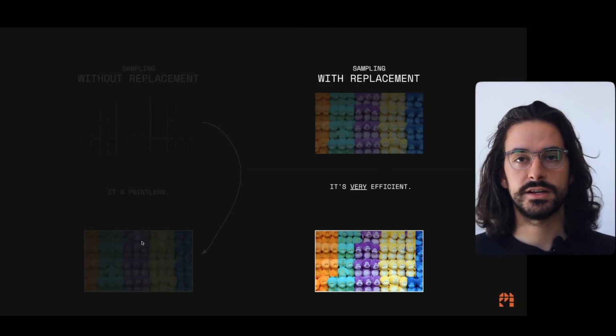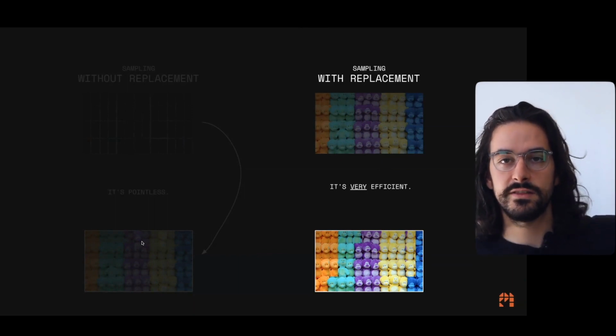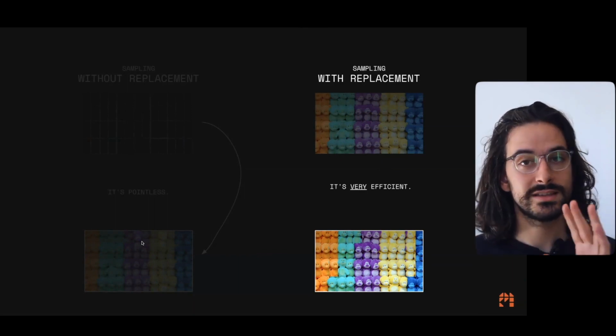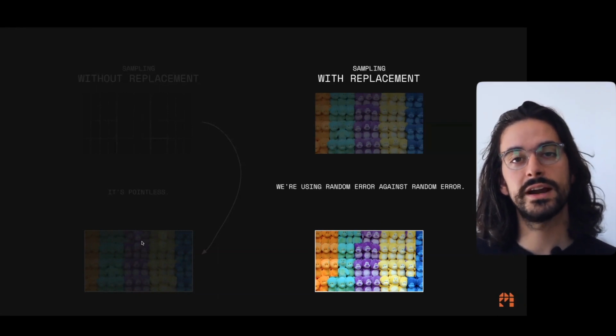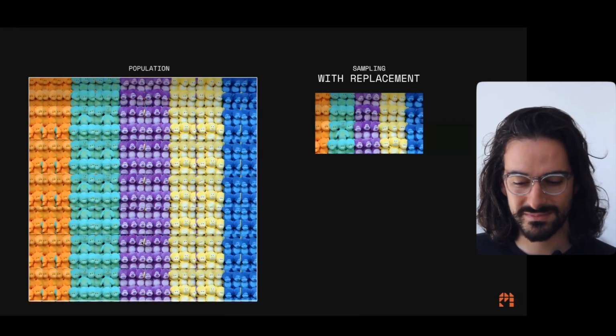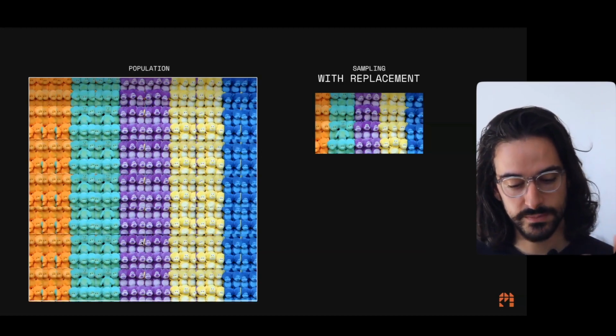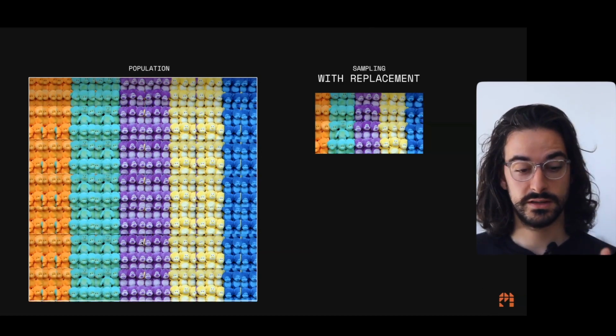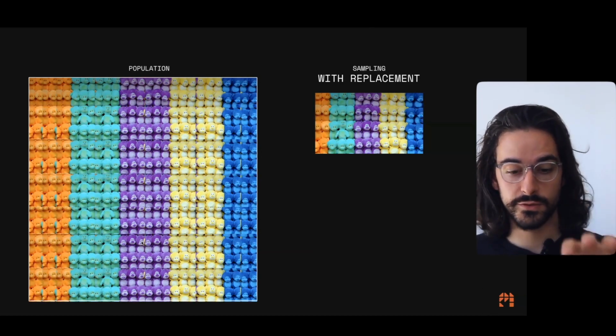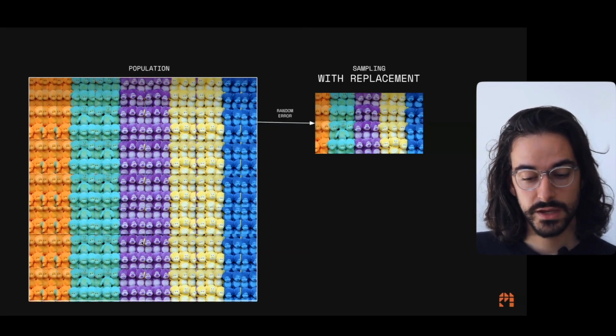It's very efficient. It's the same thing as spending those 7,000 euros, but now we're doing that with a single sample. And the only reason it's possible is that we're using random error against random error. Let me tell you what that means. Let's say you have a population of teddy bears, and this is the proportion of the population. Again, this is the divine view that allows us to view this population.